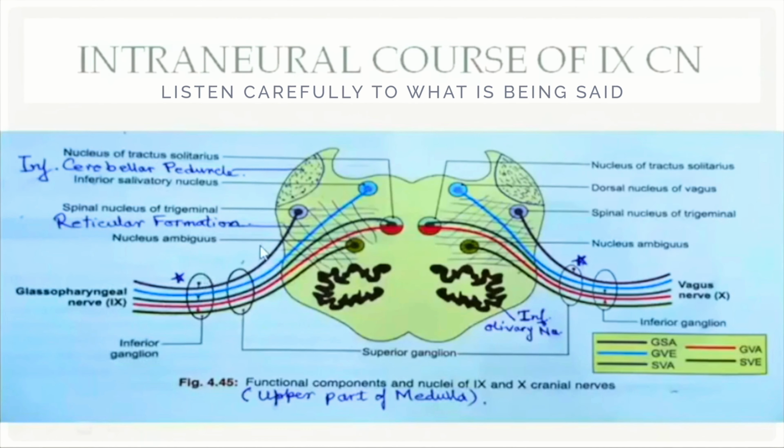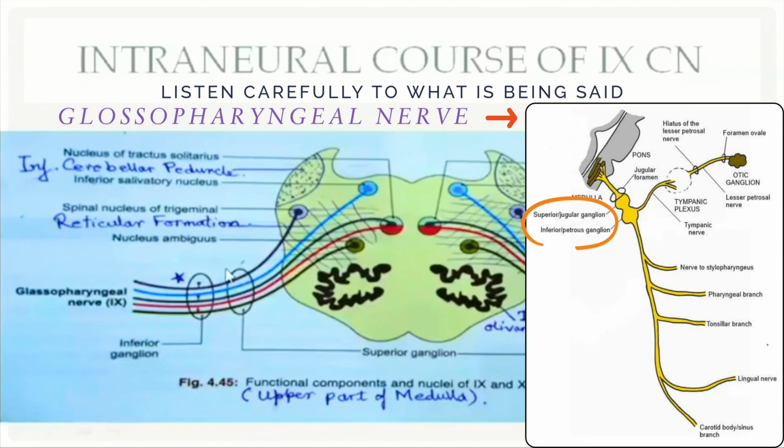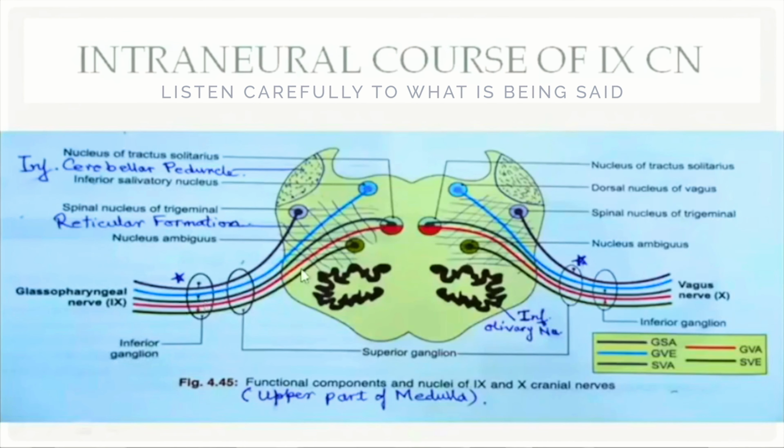Then let me tell you, while this nerve emerges here outside, it actually has 2 ganglions. You have a superior ganglion and an inferior ganglion. We'll talk about it. Let's see the fibers first. Then among the afferents, remember, first of all, the visceral fibers, sensations from the visceral area, that is the posterior one-third of the tongue, tonsils, soft palate, pharynx.